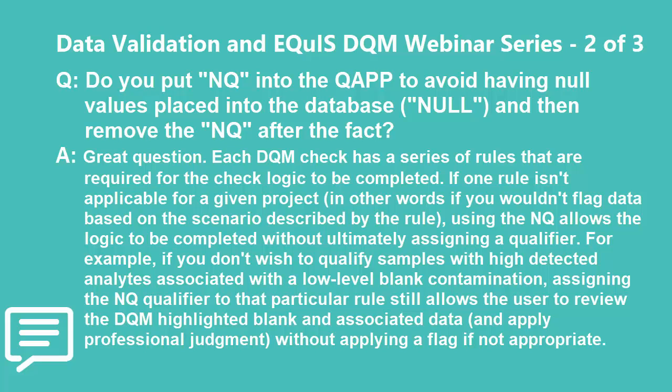So there's a parameter in the QuAPs that allows you to decide whether or not you want to use the EQuIS qualifier as basically null. And so DQM requires that you use all of the rules that are included in a QuAP, because it has to step through all of those pieces of logic in order to finish the whole piece. And in some cases, those logic components aren't applicable for you.